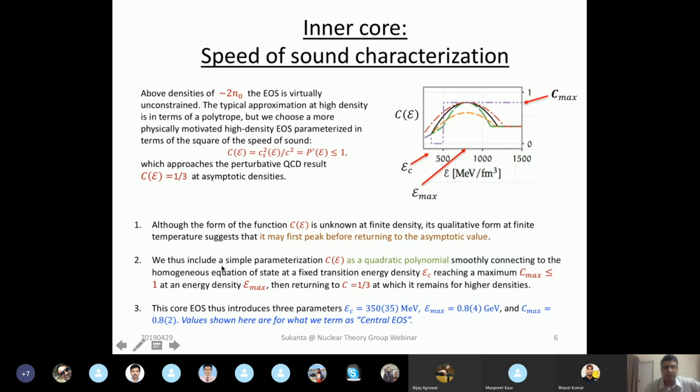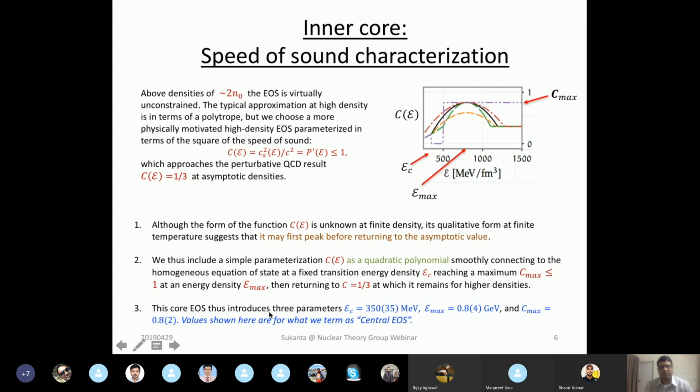Second, we therefore include a simple parameterization for C as a quadratic polynomial in E, as shown in this figure, smoothly connecting to the homogeneous equation of state at a fixed transition energy density EC at some low density, then reaching a maximum. That is a variable parameter C max for us, but we know that it cannot exceed 1 because the speed of sound cannot exceed the speed of light. And that happens at yet another variable parameter, E max, in this figure. So C max, E max are variable parameters, and so is this transition energy density EC.